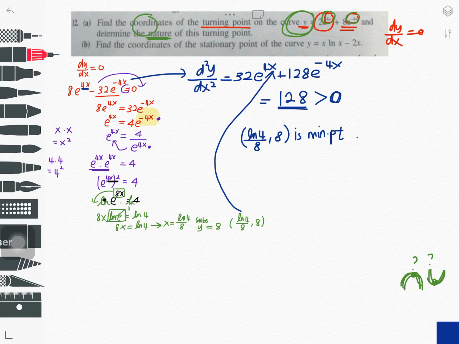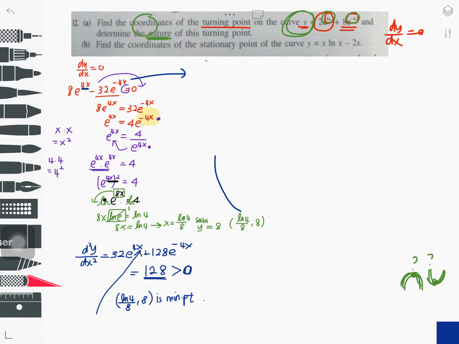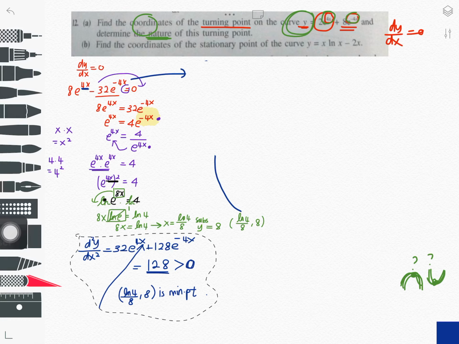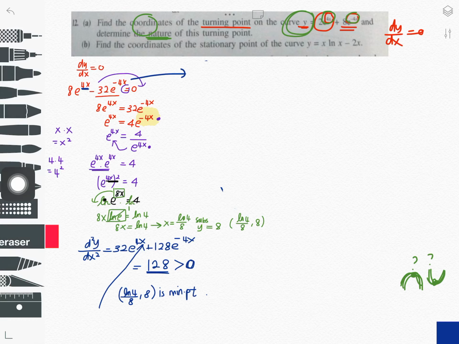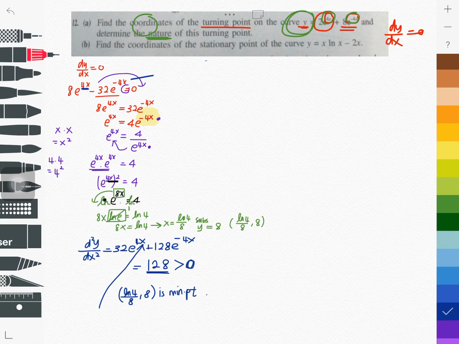Okay, so far good, right? Okay, now let us try part B. How to do part B? Do you want to try on your own first? Okay, let me just shrink this. I put it down here. The second part, it's a similar type. They ask you to find the coordinate of the stationary point. No checking of the nature is needed. So in this case, I think it is very simple.